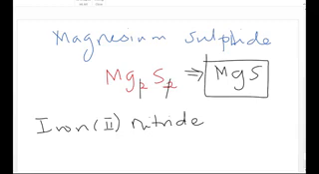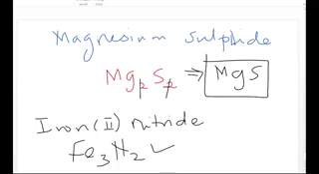Again, Fe3N2. Very correct. Fe3N2. This is iron(II) nitride. Understood by everyone?